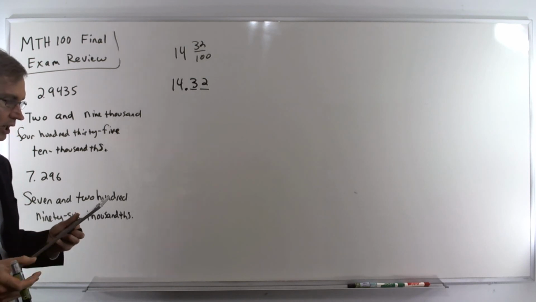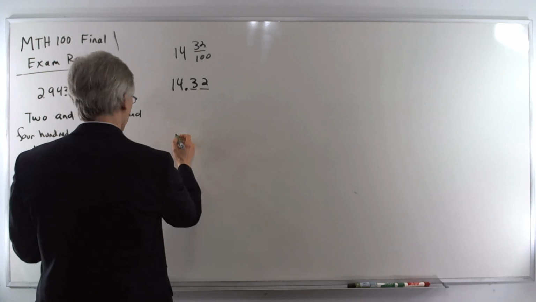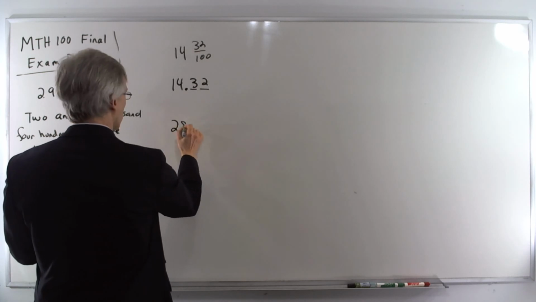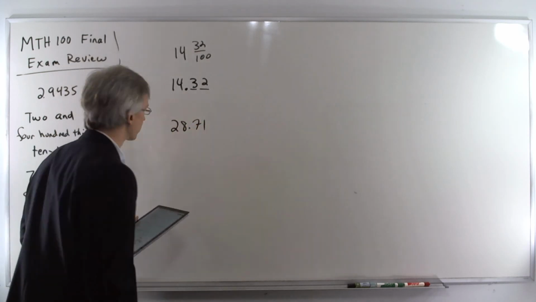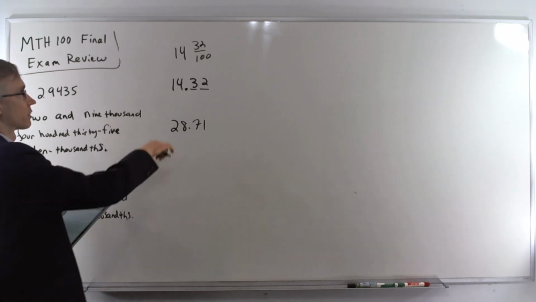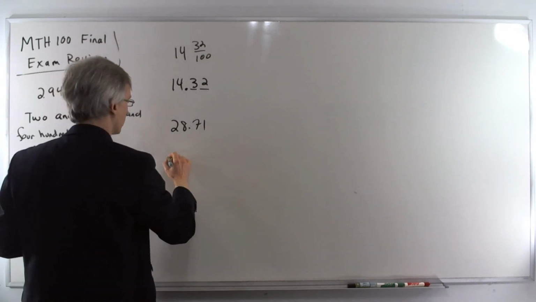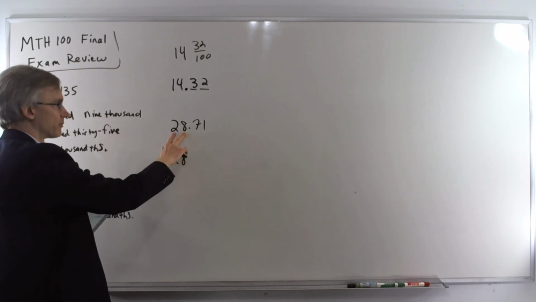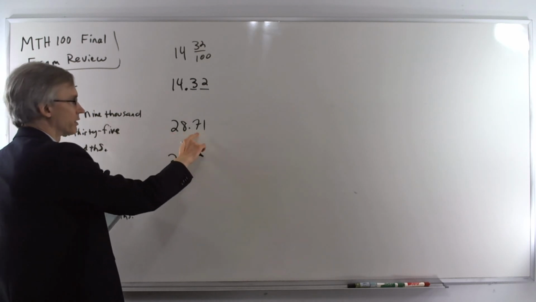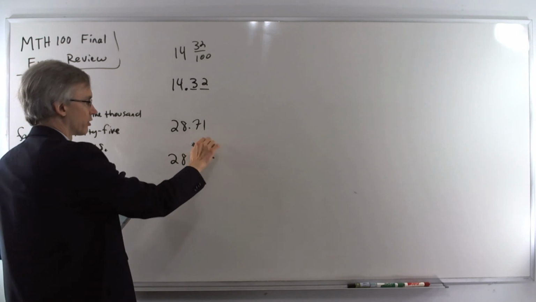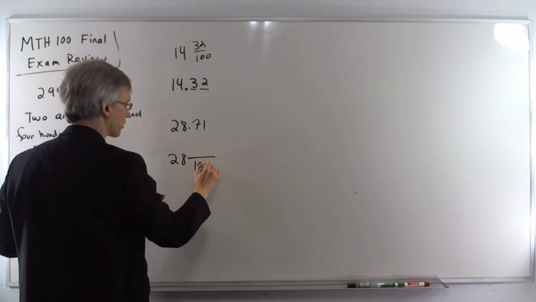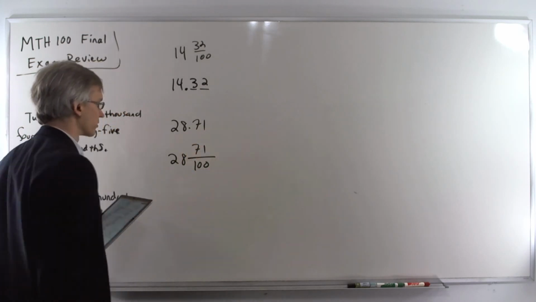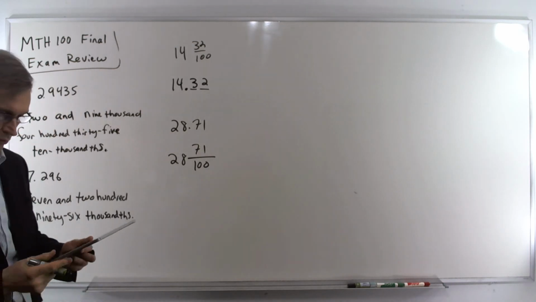All right, now we're going to change a decimal to a fraction, 28.71. So just like we're going to convert back to a mixed number. So 28 is to the left, that's going to be the whole number in the mixed number. And then 71, the last digit is in the hundredths place. So 100 goes on the bottom and 71 goes on top. 28 and 71 hundredths.